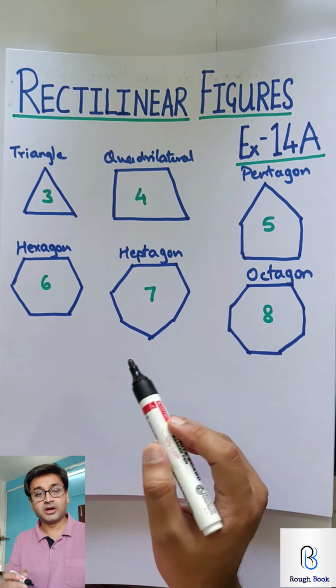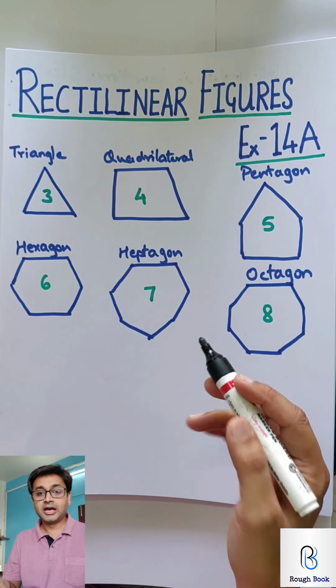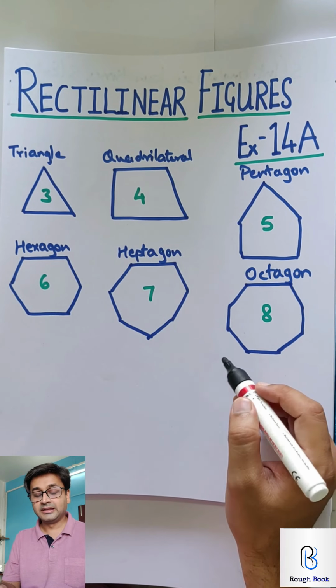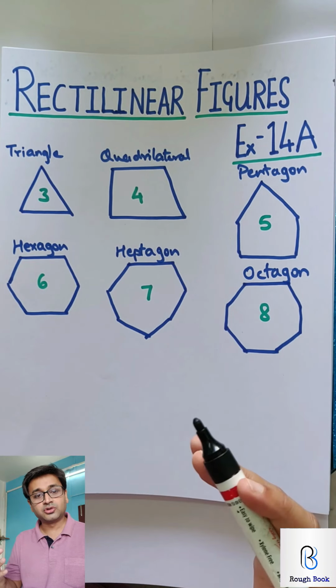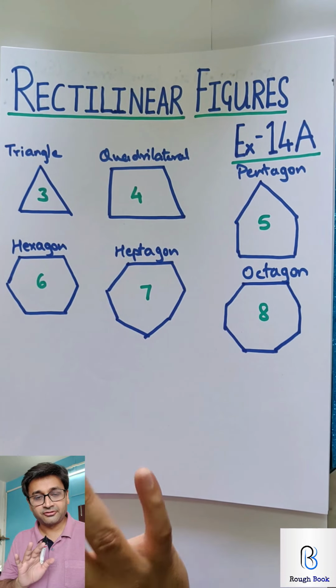This year in boards they gave one question where they had to write heptagon, and many children did not know it. And the last one right now we are studying is the eight-sided octagon. Nine onwards also is there, but right now till 8 is enough for us.